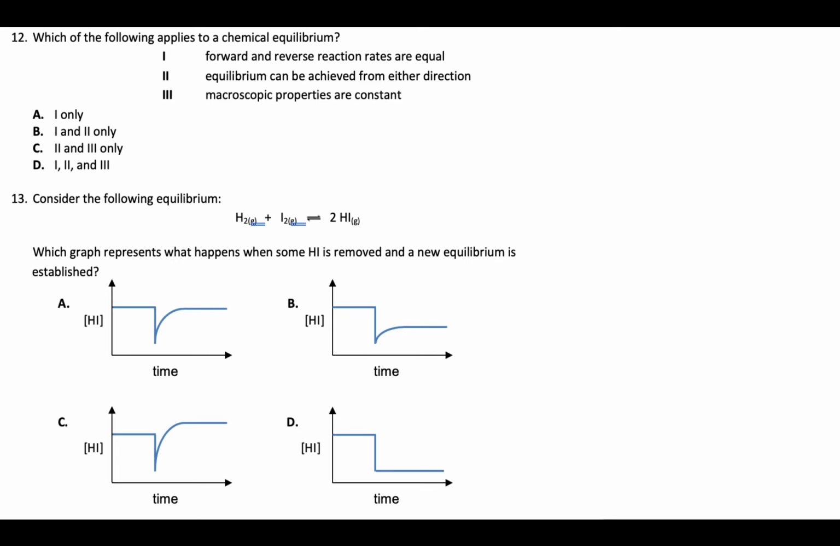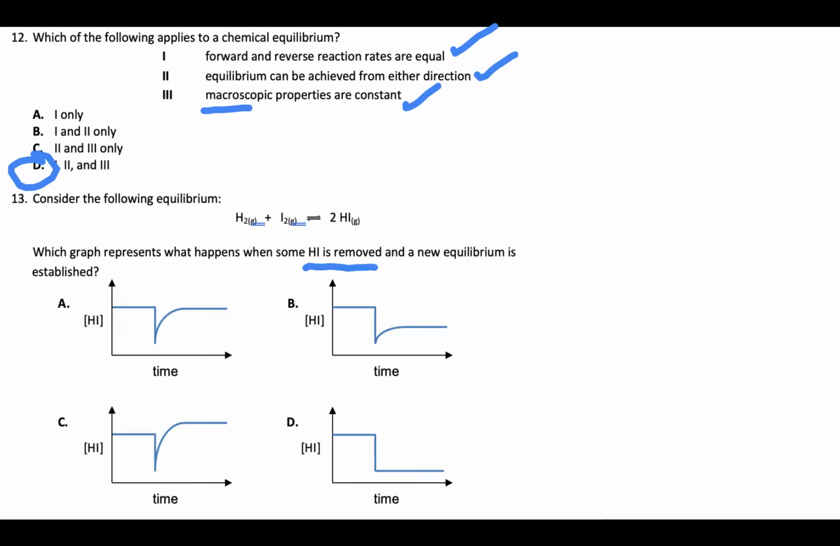Question number 12, which of the following applies to chemical equilibrium? This is knowing our 4 points. They're not all listed, but just knowing them. Forward and reverse reaction rates are equal. That's true. Equilibrium can be achieved from either direction. That is true. Macroscopic properties are constant. That is true. So all of these would be true. Number 13, looking at our equilibrium system, which graph will represent what happens when HI is removed from the system.